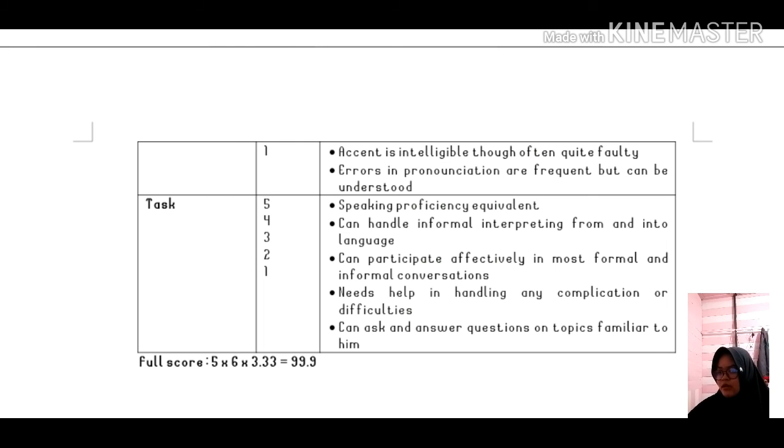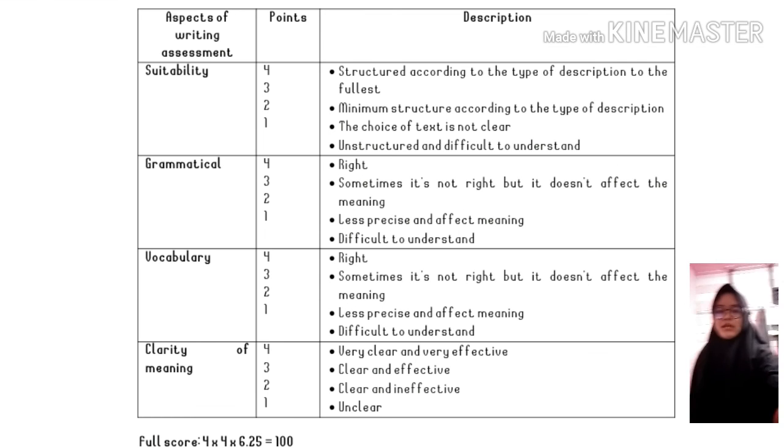So next, now we are going to explain about the aspect of writing assessment, atau rubrik penilaian pada skill writingnya. Here for the points I just talk for the 4th until 1. For the text structure, the description: structure according to the type of description follows. So minimum structure according to the type of description, the choice of text is not clear and unstructured and difficult to understand.